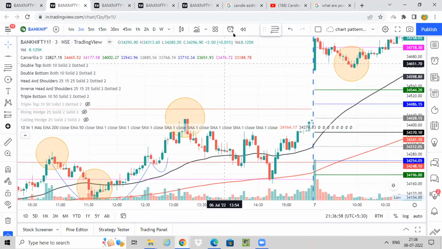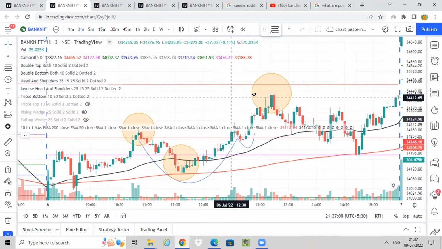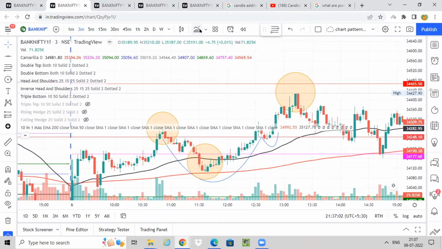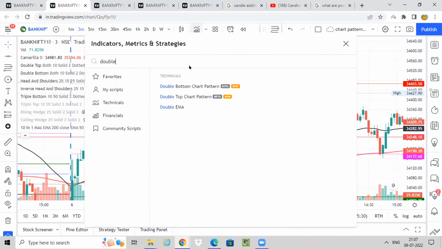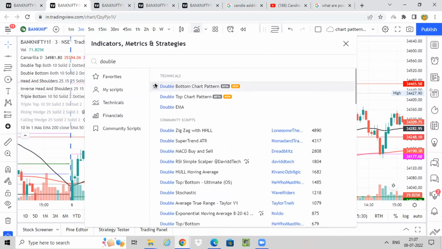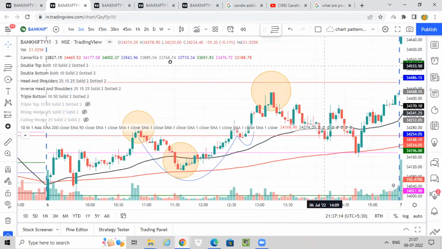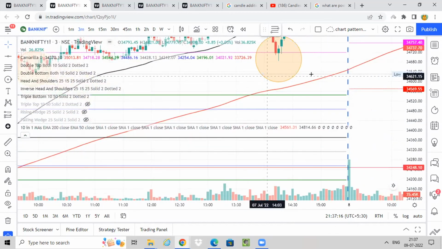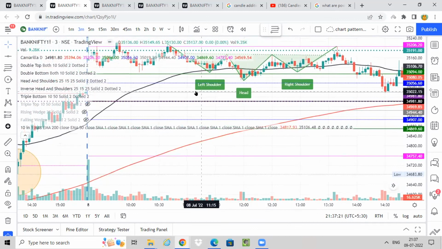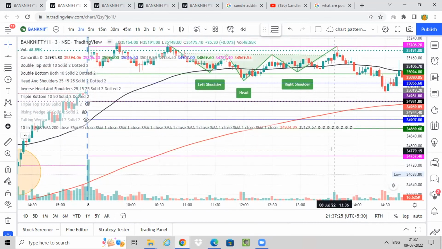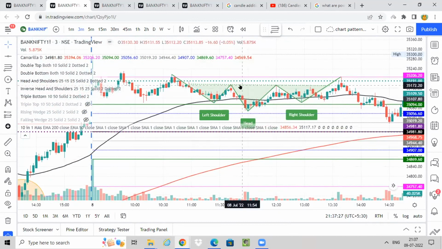See, these are the inbuilt indicators you can find here. You can just go and type the patterns, for example, double top. If you type this, you will find double top, double bottom patterns. They will just appear on the screen like here. I've shown the head and shoulder pattern. See, it appeared. It will show the left shoulder, the right shoulder. This is the neckline, the green one.